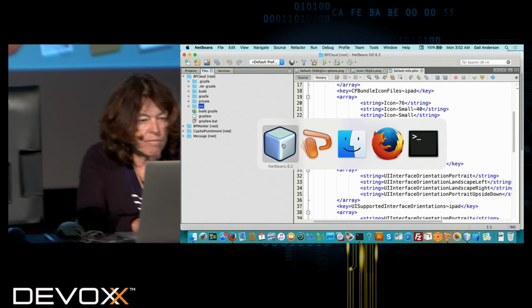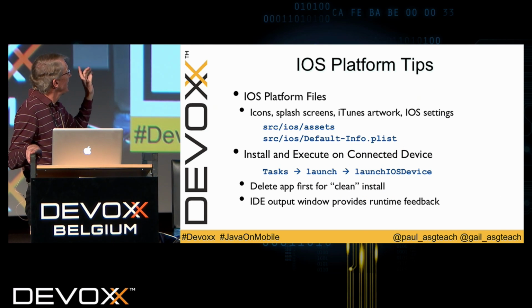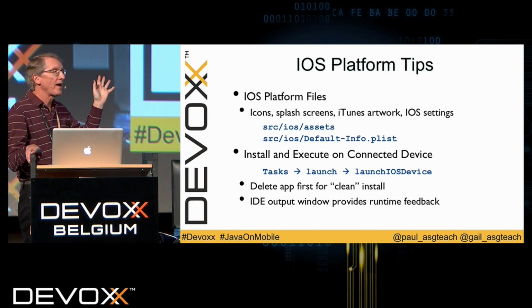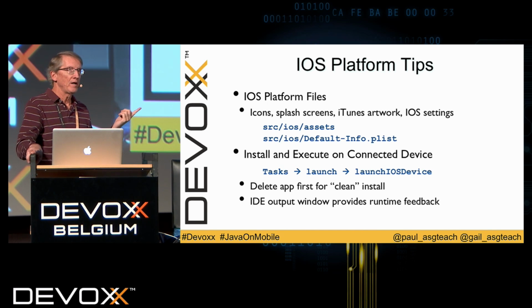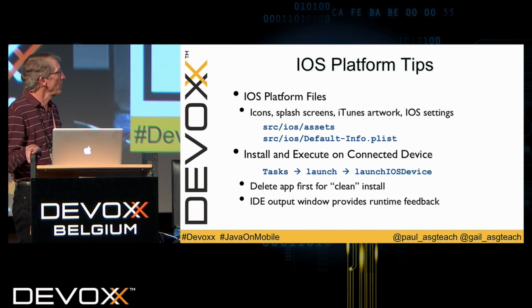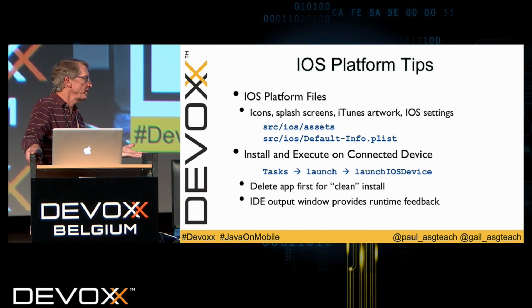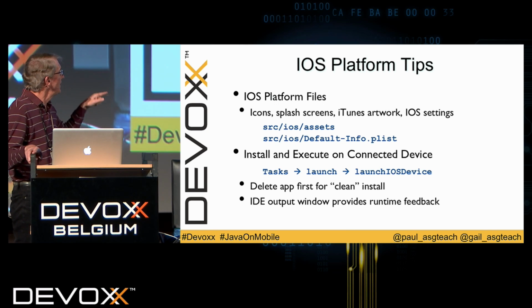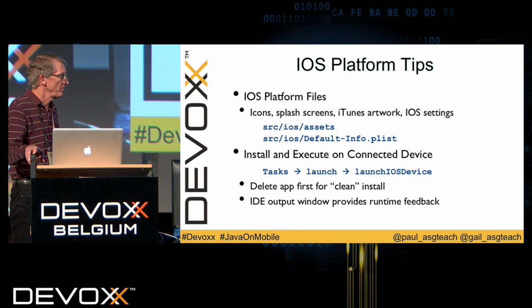Okay, back to the slide. We just showed you the first bullet there. Now we're going to talk a little bit about how you would actually install and execute on the connected device for iOS. To do that in NetBeans, you just go to the tasks, then navigate to launch, and there's a selection for launching the iOS device. We're not going to actually do that on the iPhone here, but we'll show it to you anyway. And then we have some recommendations about things you can do when you do that.